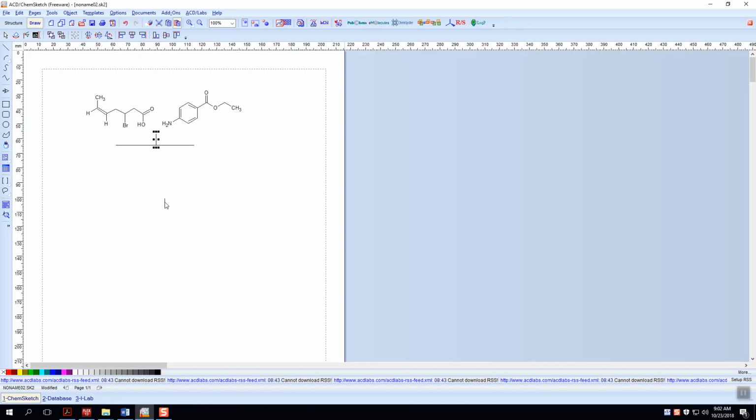I'm going to hit Control C, Control V. I'm going to put one there, Control V again, paste again, and put one there. Now I'm going to highlight this whole thing, this separation, hit Control C, Control V, and put one down there out of the way, so that if I need another bracket, I don't have to draw it again.